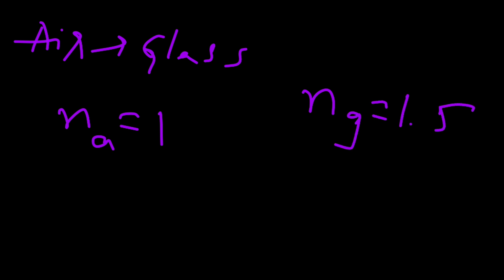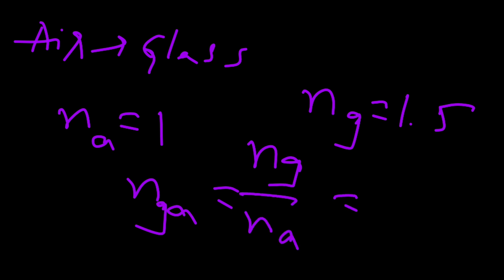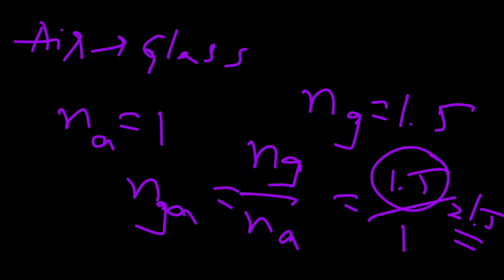So the relative refractive index of glass with respect to air is nothing but 1.5 by 1, which is equal to 1.5. Did you get it? So light travels 1.5 times slower in glass compared to air. This is the meaning: light travels 1.5 times slower in glass compared to air.